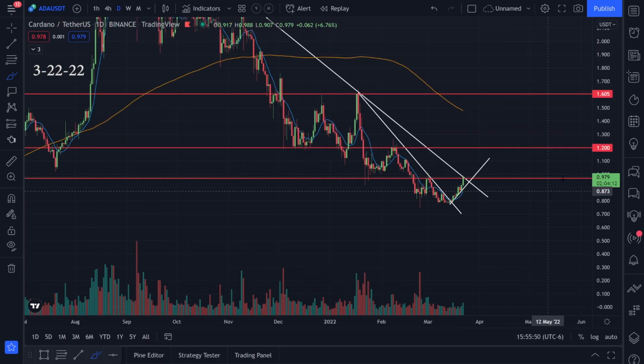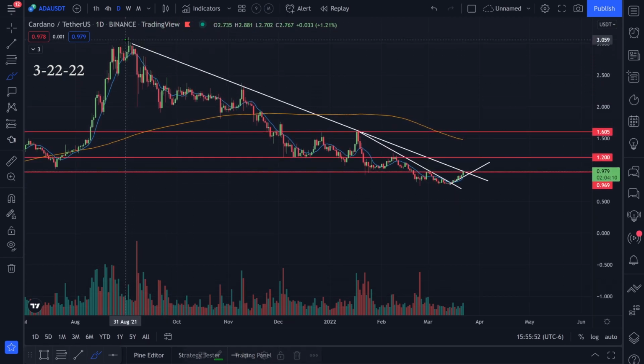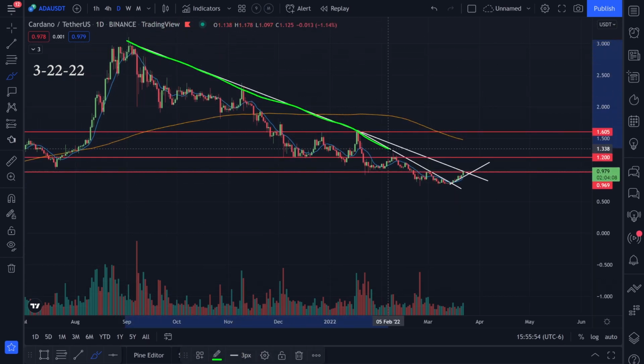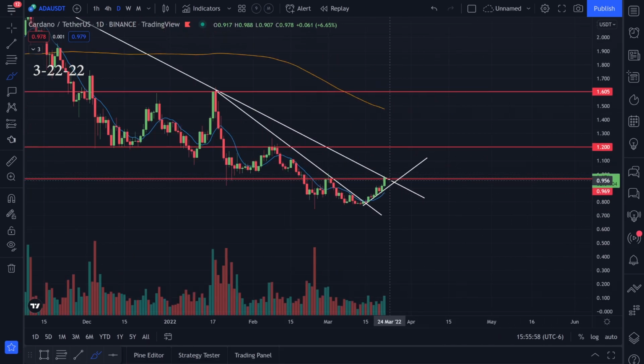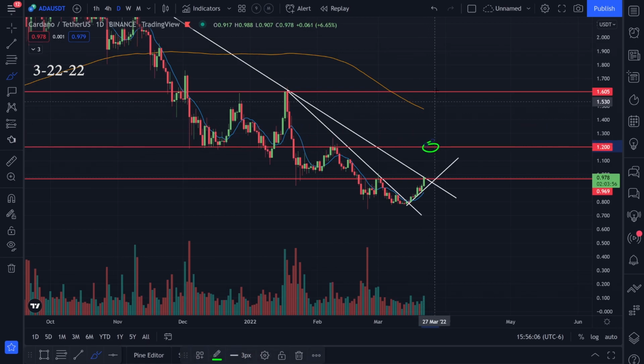Let's see if we can break this bigger downtrend on the daily time frame though, from this resistance, and this resistance. It looks like we're testing it right now. I'm curious what we're gonna do right here. Are we gonna get rejected and start heading down again, or are we going to break through and start getting a little more bullish, start hitting that first or the second target, the next one at 1.20, and then the third one at 1.60.